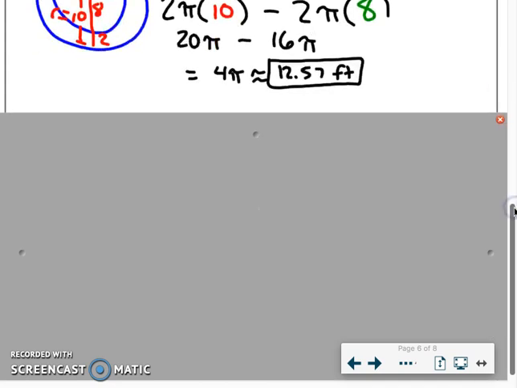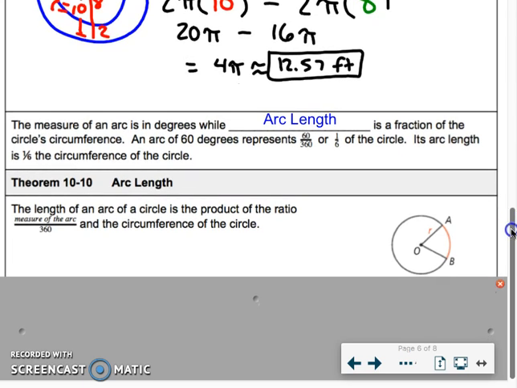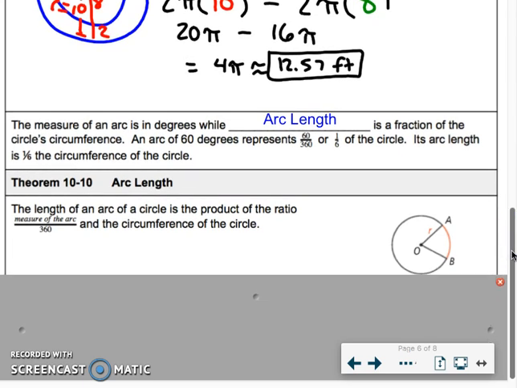Okay, so getting into arc length now. All right, here's the main idea for this video. The measure of an arc is in degrees, while arc length is a fraction of the circumference. So the units might be in inches or feet or meters or miles or whatever. Okay, we have the same exact idea as arc measure, where we're taking something out of 360 degrees. So we still have to know the arc measure in order to find the arc length.